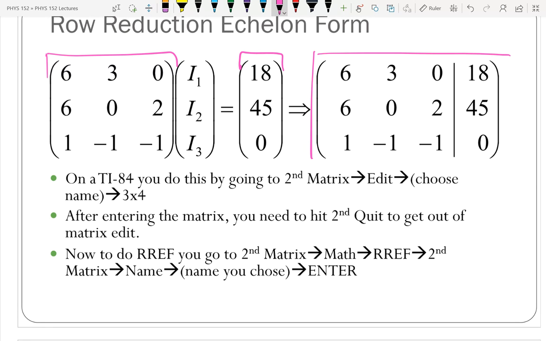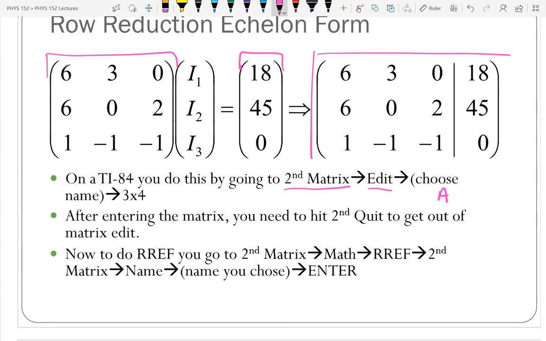Now, depending on the type of calculator, I actually have the instructions for the TI-84. If you have a Texas Instruments, it's going to go something like this. If it's something else, I'm not sure how to do it. We'll have to figure it out. If you want to come, I can try to help you. But you make a matrix. On a TI, use the second function matrix, go to edit, choose a name, like the name A, for instance, and then make it a 3 by 4.